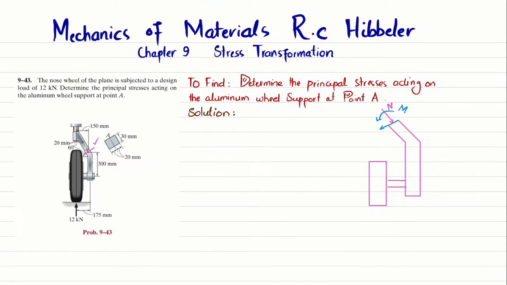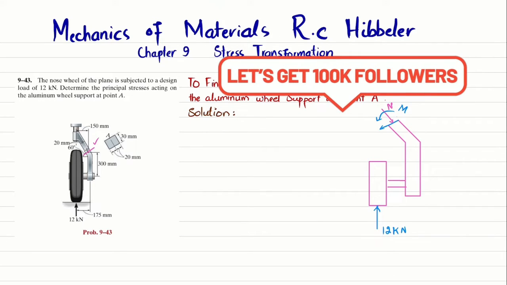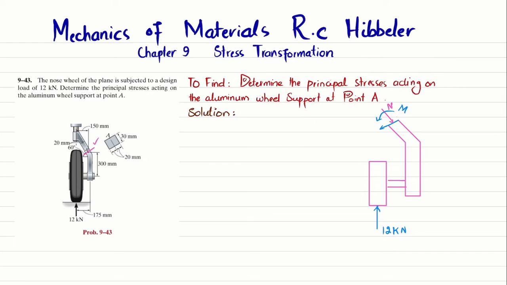This moment is M. And you can see there is a load of 12 kilonewton that is acting on the nose of the wheel. Clear? And the distance between this nose of the wheel and this point A is 150 millimeter. So this distance is 150 millimeter. So we will find these reaction forces and moment by using the equations of equilibrium.